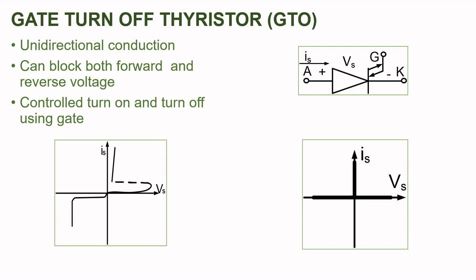Unlike other devices from the thyristor family, which can be turned on with the help of gate, and after turning on, gate loses control over the operation of the device, in case of GTO, both turn on process and turn off process can be controlled by using gate signal.